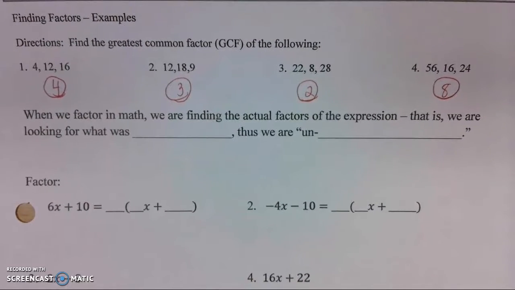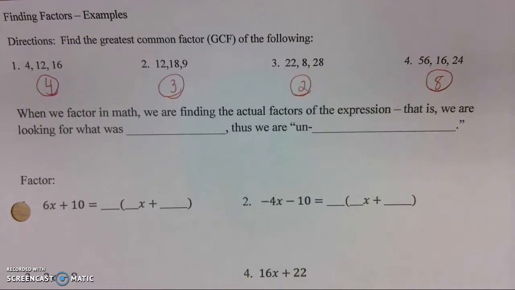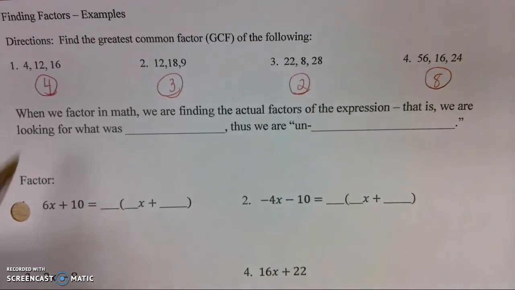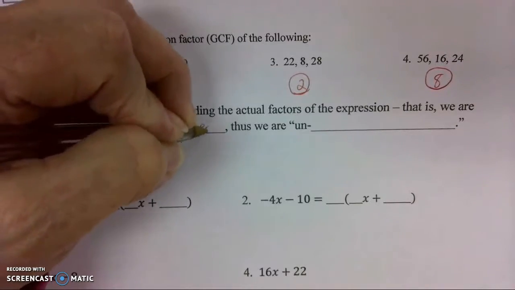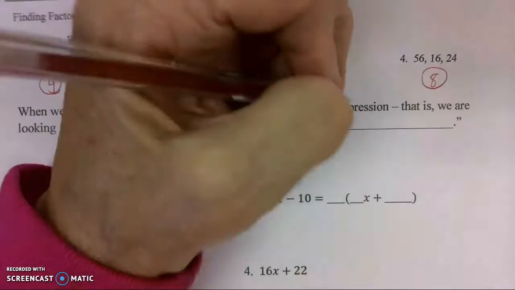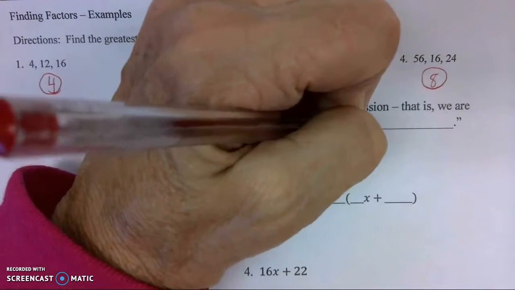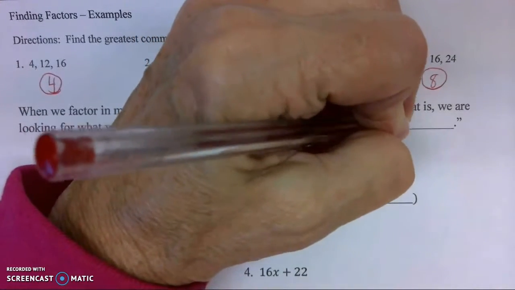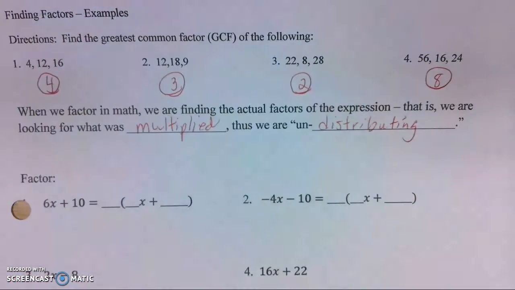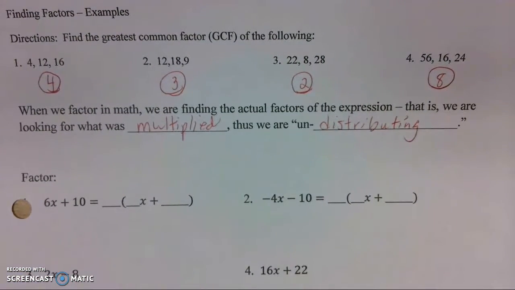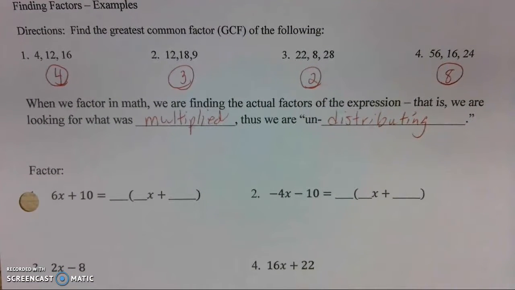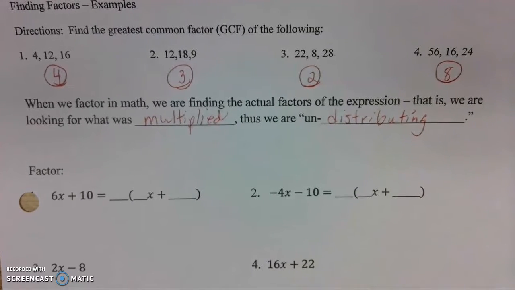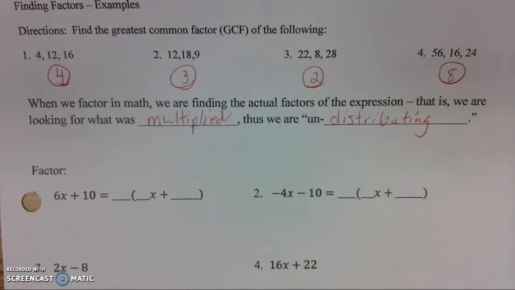When we factor in math, we are finding the actual factors of an expression. That is, we are looking for what was multiplied. Thus, we are undistributing. So when I factor, instead of using the distributive property to simplify an expression, I'm going to undistribute that expression and show what it looked like before I multiplied those numbers.